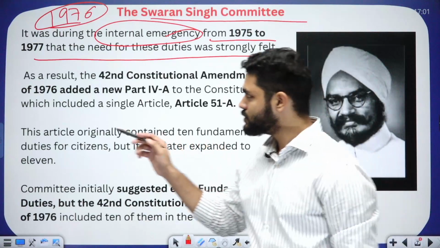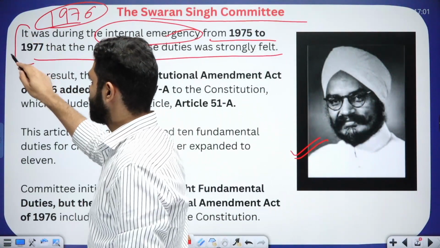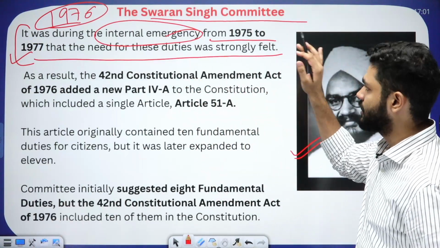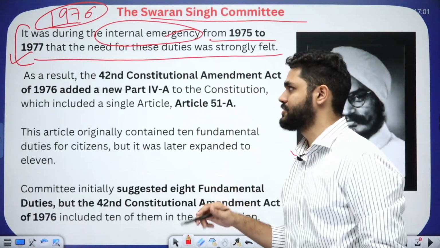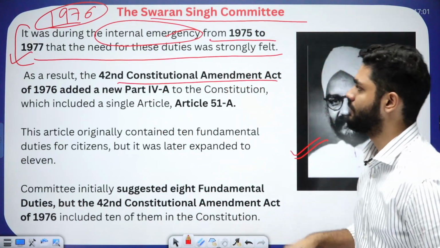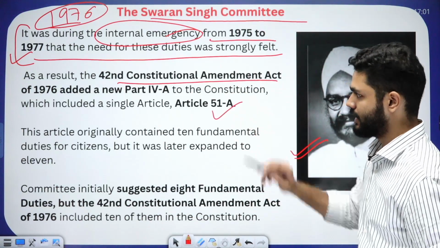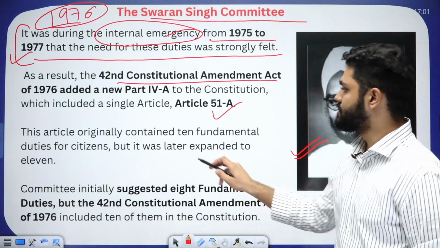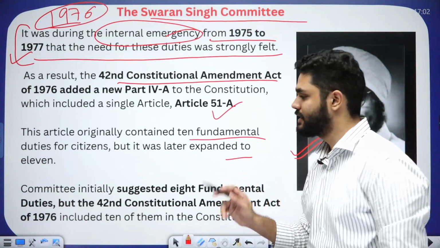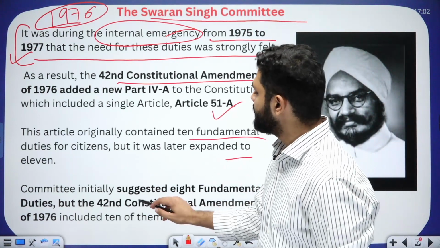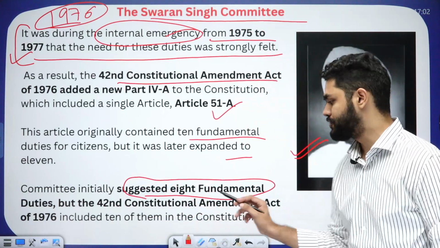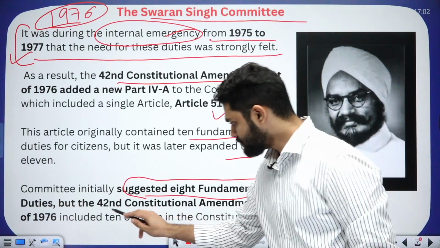When the emergency was imposed, there were a few duties which were demanded, and this committee was asked to make recommendations. As a result, the 42nd Constitutional Amendment Act 1976 added Part 4A under Article 51A. This article originally contained 10 fundamental duties for citizens, but it was later expanded to 11, as we have already discussed. The committee initially suggested 8 fundamental duties, but the 42nd Constitutional Amendment Act included 10 of them.